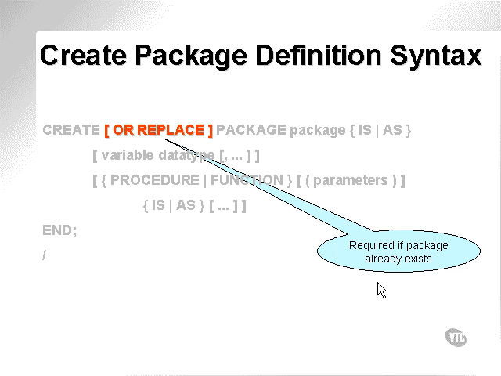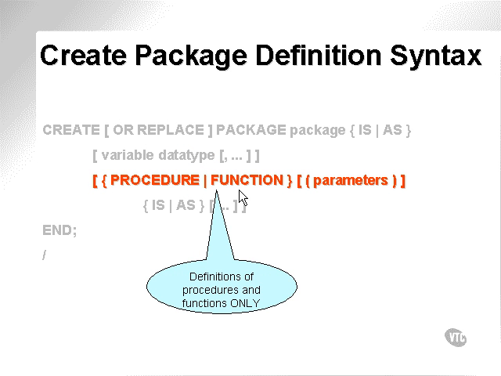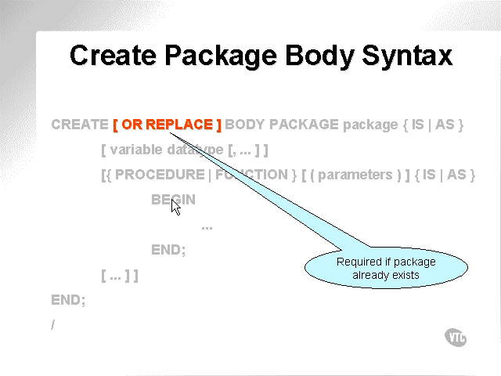Once again, the create or replace option will allow recompilation and replacement with new code of a package already existing in the database. Again, the data types are more general than in normal SQL. The package definition contains simply procedure and/or function definitions. What I mean by definition is that it will simply say procedure, list all the parameters and their data types, plus any return values. That's what the definition is. Very simple. Now the create package body syntax.